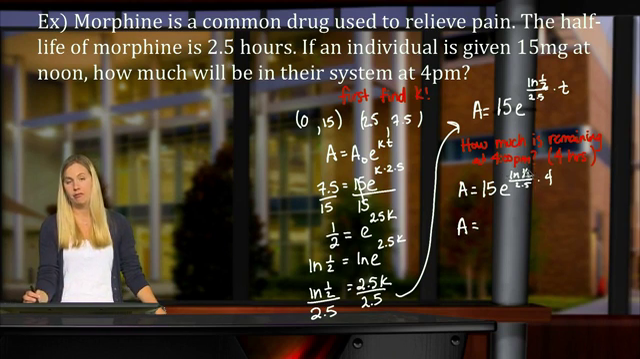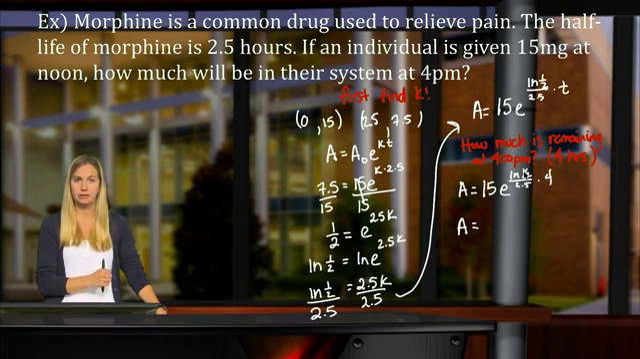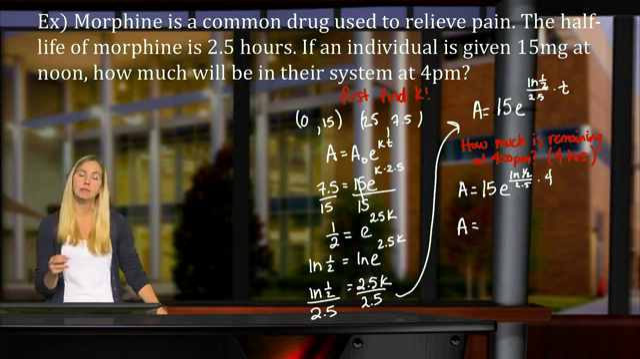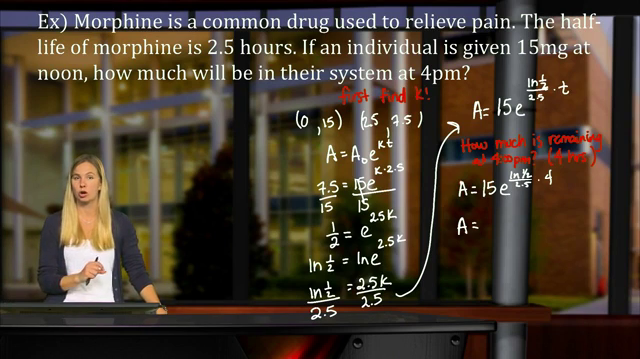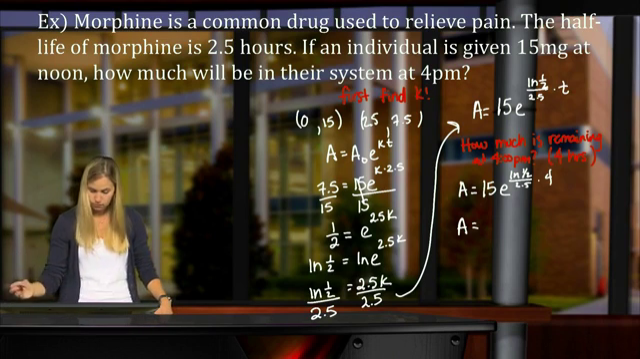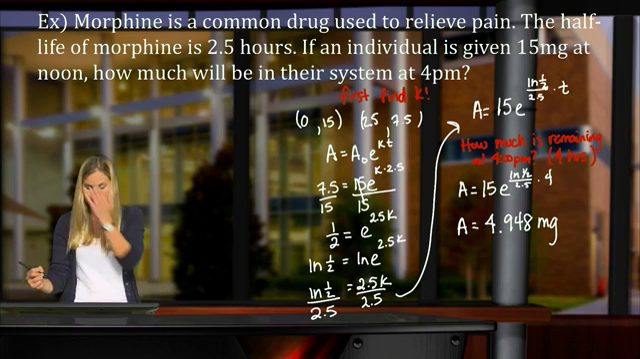Again, I suggest find what this number is, the natural log of 1/2 over 2.5, multiply that by 4, raise e to whatever that value is, and then take that answer and multiply it by 15. Rather than trying to type all of that in your calculator at once, it's going to be really hard to see all of that, so you're not going to be sure if you have parentheses where you need them or not. When we solve this, we should get 4.948 milligrams.